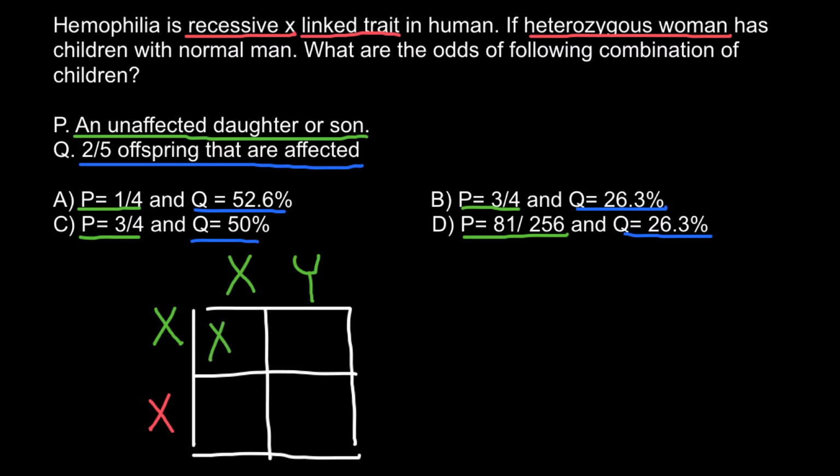So here we would have two normal X chromosomes from the mother side, and a normal Y chromosome from the father side. And here we would have a defective X chromosome from the mother side and a normal X chromosome from the father side, and once again a defective X chromosome from the mother side and a normal Y chromosome from the father side. And as you see, we would have 50% of the progeny females, another 50% of the progeny males.